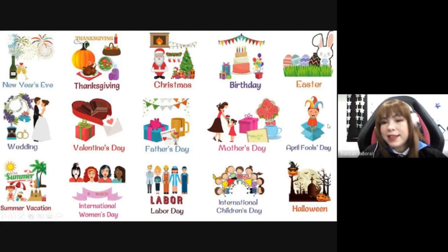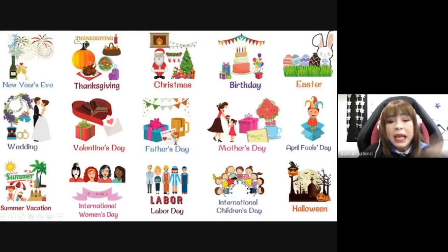April Fools' Day, this is a celebration from the United States. So people prank others, right? This is a day for pranking. Summer vacation, yes, the summer vacations are considered a holiday. Everybody enjoys a time to be relaxed, maybe in a resort or just in a hammock, you know? International Women's Day, this is another celebration. People celebrate that date with banners and marches. Most of the time they use a pink lace, yeah.